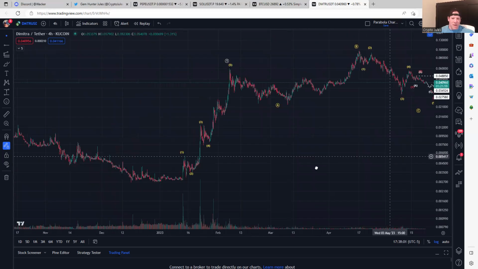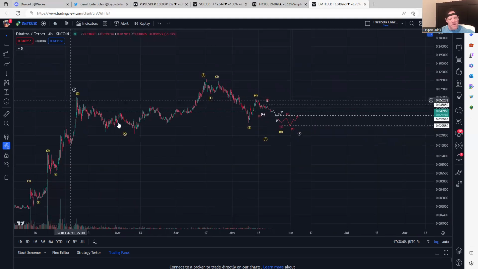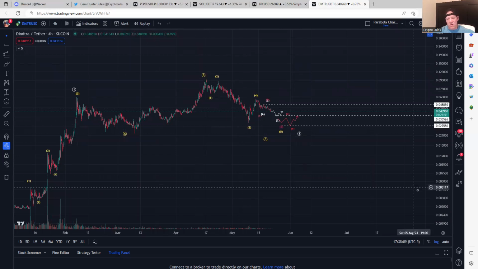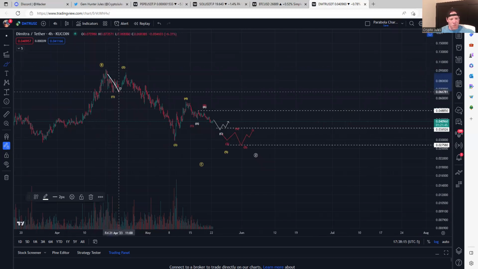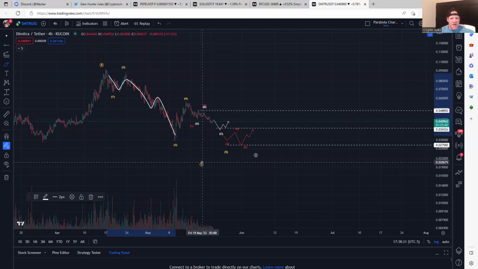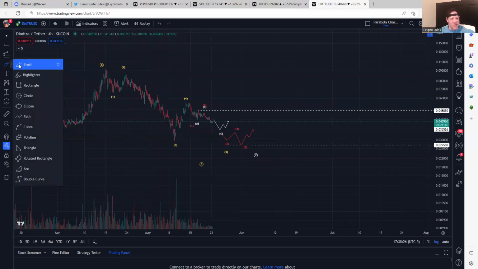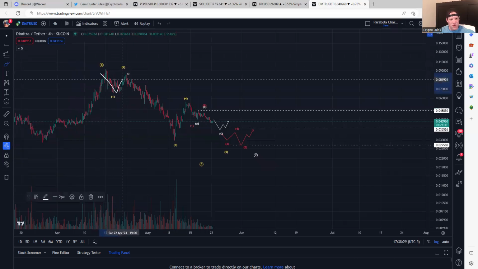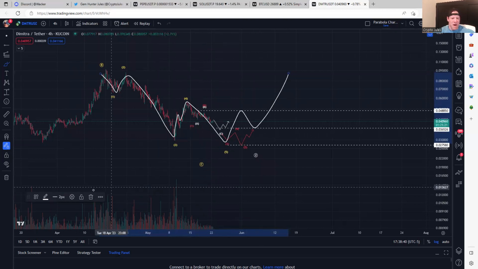So diving into the weeds here a little bit. The way I'm counting this is an impulsive structure up 1, 2, 3, 4 with an extended 5, and then an A, B, and then what could be a completed corrective structure, which would be 1, 2, 3, 4, 5, and that would put our C in. Or, as we can see, the current count I have is that this is actually a 1, 2, 3, which would mean that we would need a 4 and then a 5 before we bottom.